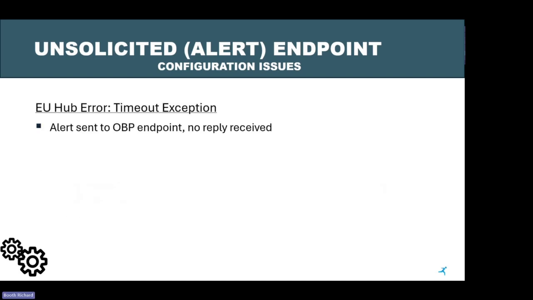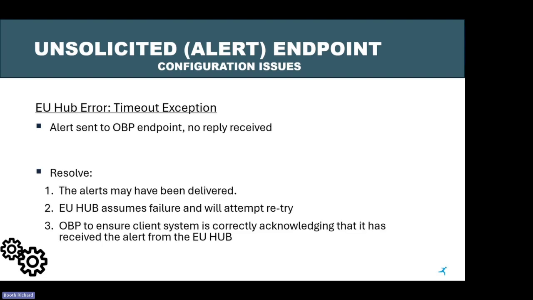Timeout exception. So this typically occurs when the hub sent an alert to the OBP endpoint, but it hasn't received a reply. That can obviously be caused for a number of different reasons, but primarily it's often caused because the client system hasn't acknowledged receiving the alert. The alerts might have been received and might have been delivered, but the hub sees it as a failure because it hasn't had that acknowledgement back.